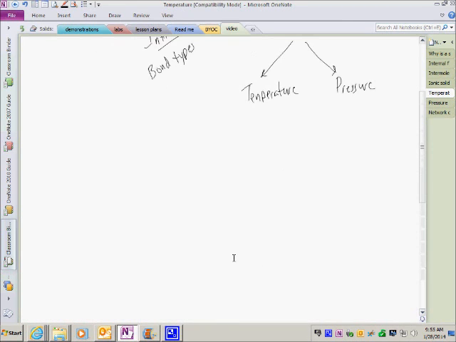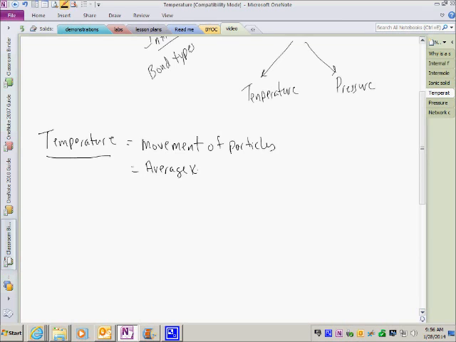Okay, so what is temperature? We'll talk about temperature quite a bit more in class. What are the basics you have to know about temperature? One, it fooled human beings for thousands of years what temperature actually is, and it is basically the movement of particles. Another way of saying this, it is the average kinetic energy.